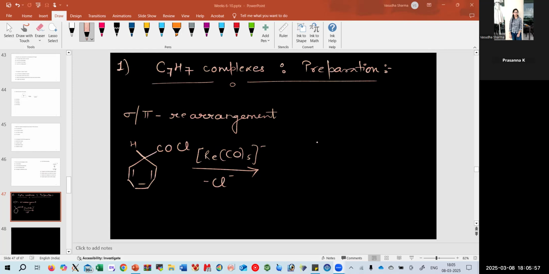Now, what we can expect over here, we have already seen in the last session. I'm just giving a recap of it before we move on to the reactivity session. So now what we can expect over here, the carbonyl group will coordinate with your rhenium as it was having a negative charge, and the other CO5 can be as such.